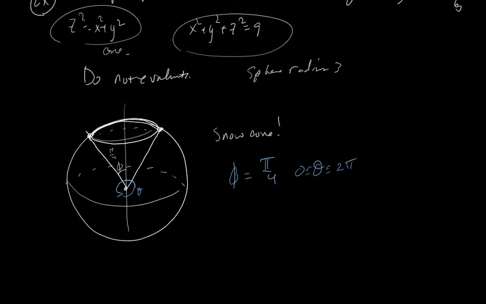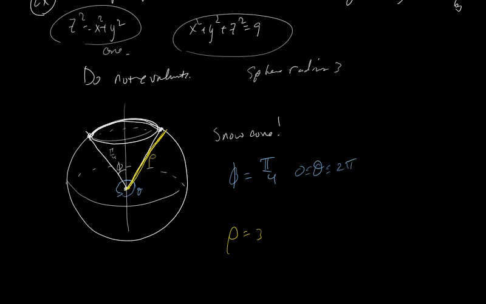Then we need to figure out what rho is. Remember, rho is the distance from the origin to the point. Rho is just this distance. The cool thing is this distance is actually constant because we are in a sphere of radius 3. So rho is just equal to 3, and my distance will be going from 0 up to 3.